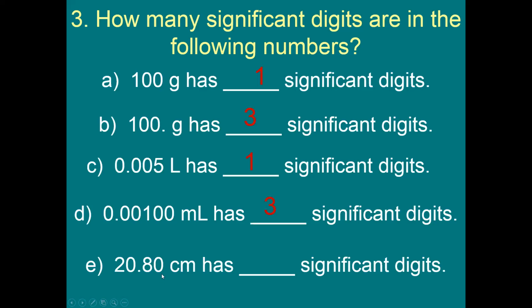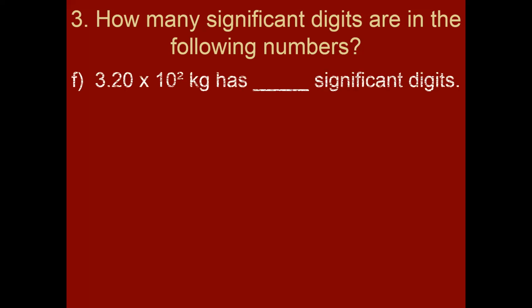220.80. What do you think that one has? Well, go through. We know 2 and 8 are significant. 0 is sandwiched between 2 and 8, so it's significant. There's my decimal point, so that has 4 significant digits. Do a few more of these. 3.20 times 10 to the 2. It's probably in your best interests to convert here. That'd be 320. There is a decimal place right there. We're going to call that 3 significant digits.